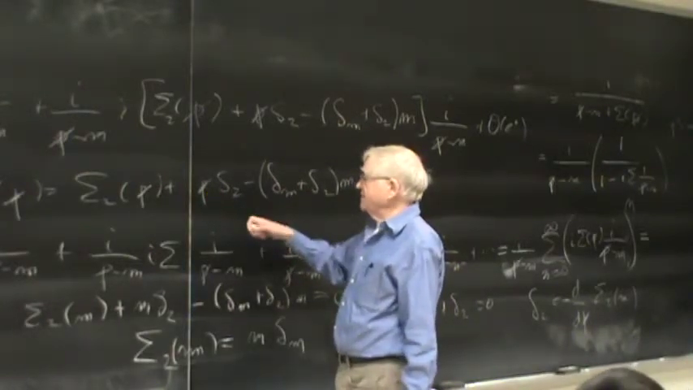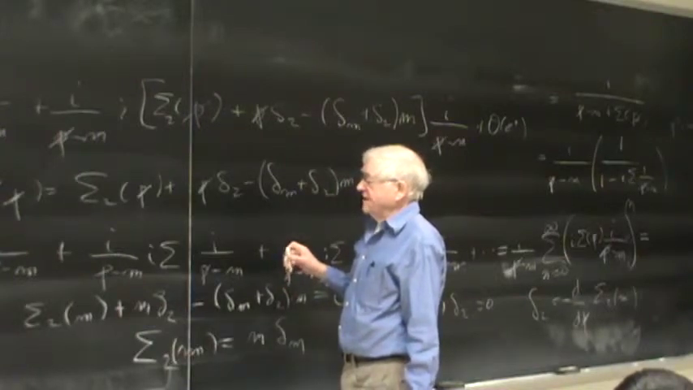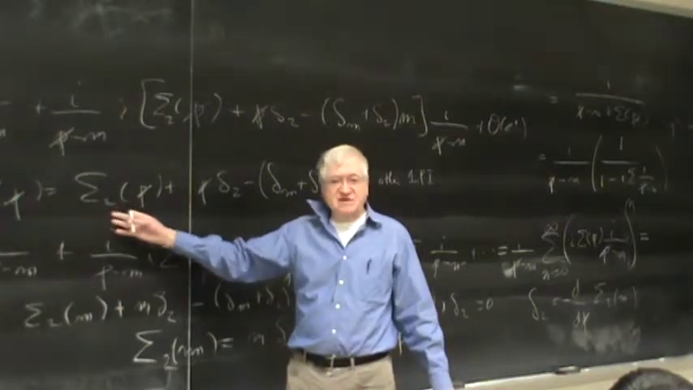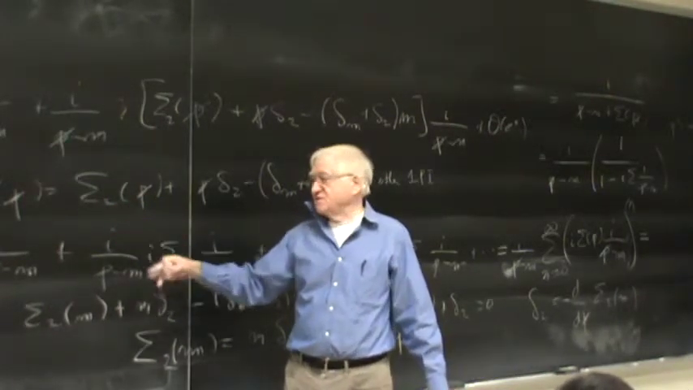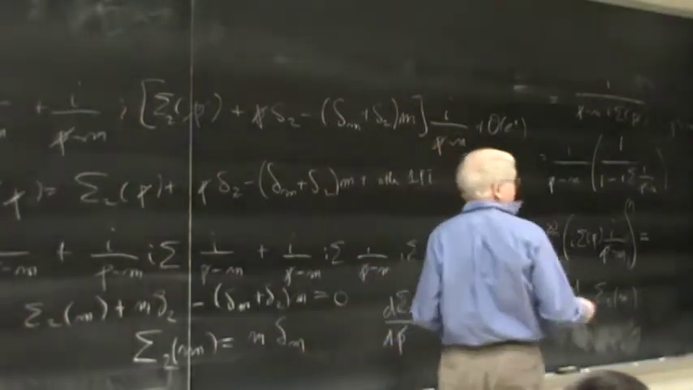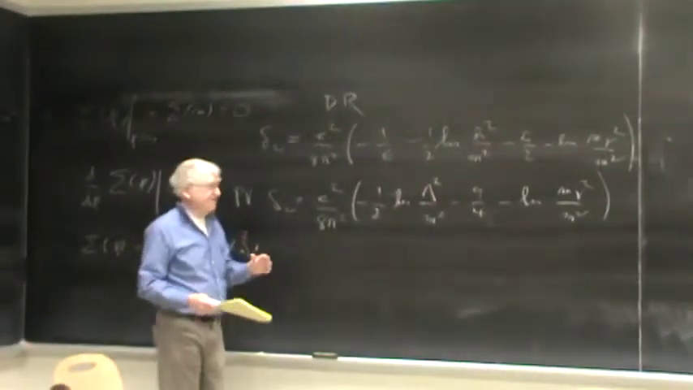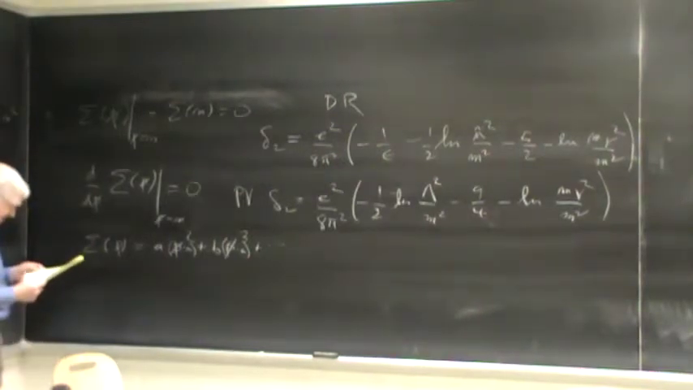And so that tells us that the delta 2 has to cancel whatever this thing is in dimensional regularization or Pauli-Villars regularization. And so when we do that computation, we find that delta 2 has to be either that or that in order to satisfy actually both conditions. I think both conditions get satisfied.